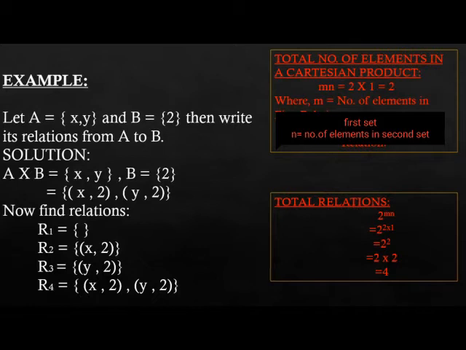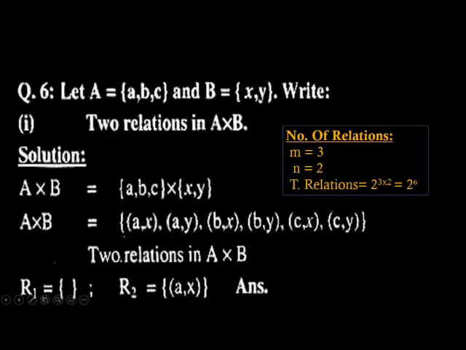So this is the complete solution for solving any question regarding relations. If you are provided with just 2 sets and you have to find the relations, what you have to do? First find the number of elements in the Cartesian product, then find the Cartesian product itself, then find the total relations, and then find the relations themselves. I hope you understand it very clearly.